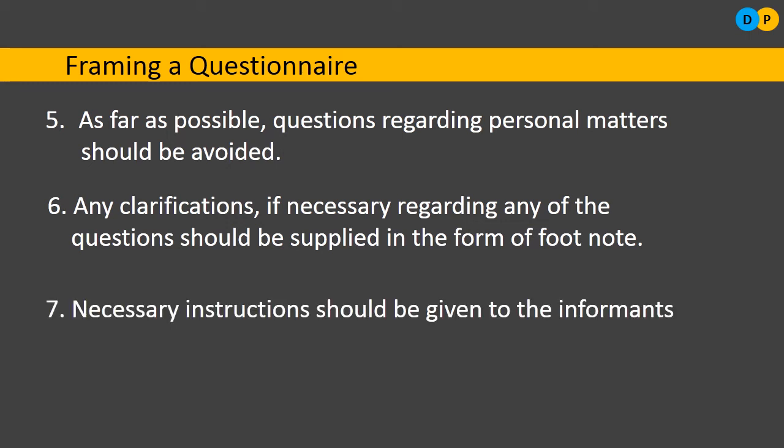And the seventh thing is that necessary instructions should be given to the informants. Before we give the questionnaire to the respondents, first of all we should make them understand the objective of undertaking this particular exercise, that is, this particular questionnaire, on which particular area we are conducting it, and all the inner details. We need to inform the informants and the respondents first, so that we can collect accurate data.